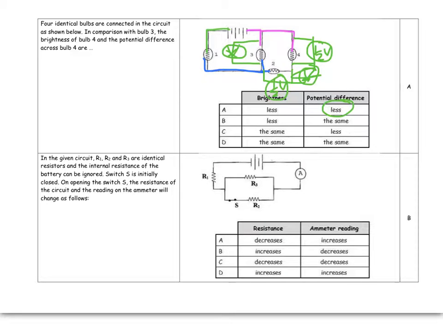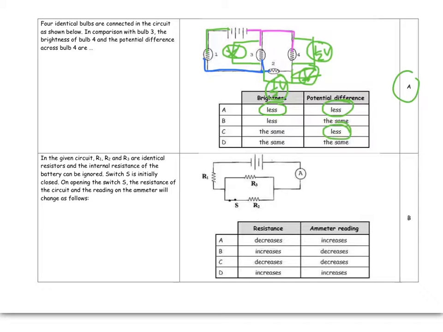So the potential difference on bulb 4 in comparison with bulb 3, bulb 4 has got less potential difference. Also, bulb 4, it's going to be much more difficult for current to go in that branch than in this branch. So the current is going to be lazy. More current will go the easy route, and less current will go the hard route. So if there's less current in 2 and 4, those bulbs are also going to be less bright. So your correct answer is A.